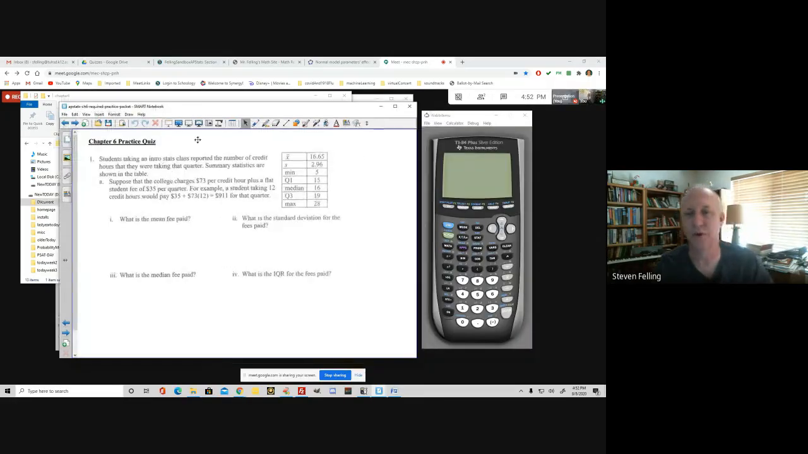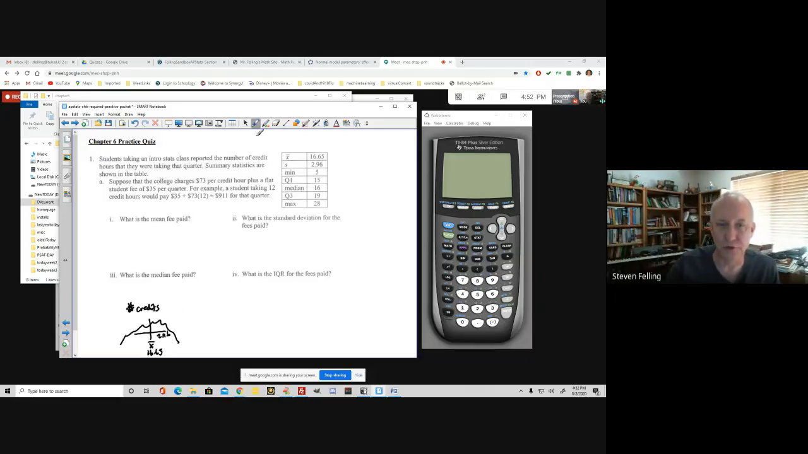Okay, this is a really good problem that illustrates what we just covered in the notes. Let's say that students take an intro to stats class and they report the number of credit hours that they were taking that semester. The summary statistics are given in the table. So we have a distribution here for the number of credits that somebody takes, and it has some sort of distribution. I'm just going to draw it as a generic distribution. We know that the mean is 16.65 credits, and the standard deviation is 2.96 credits, and there's other stuff there as well.